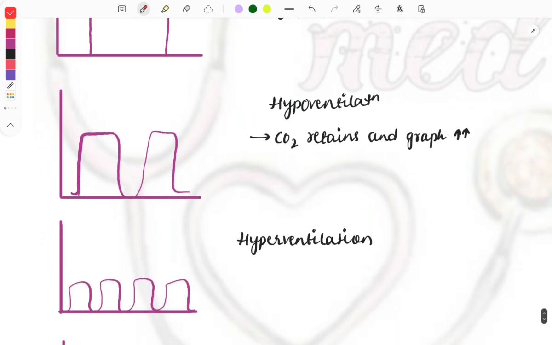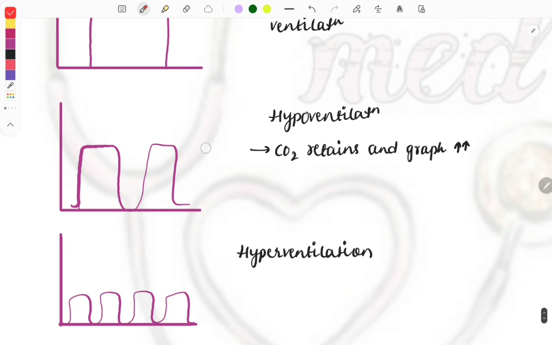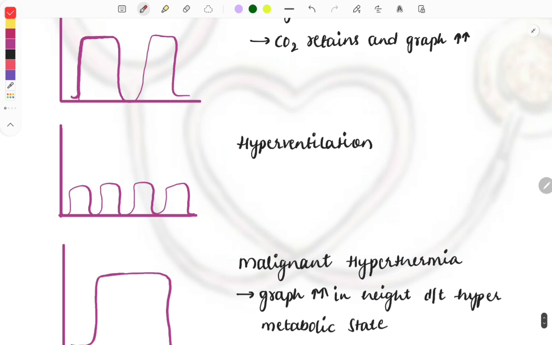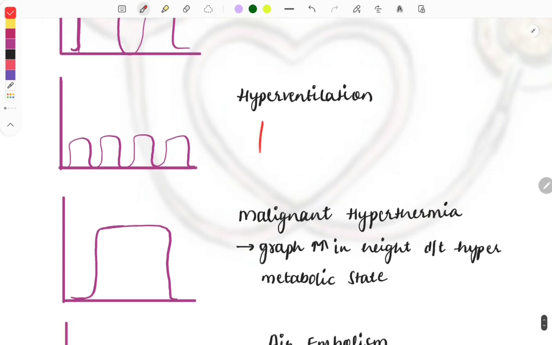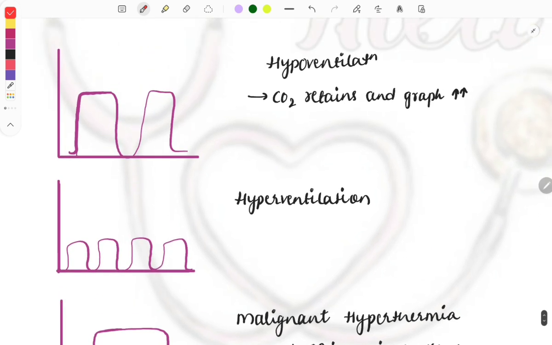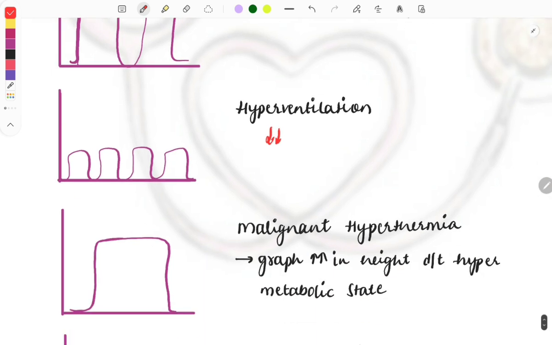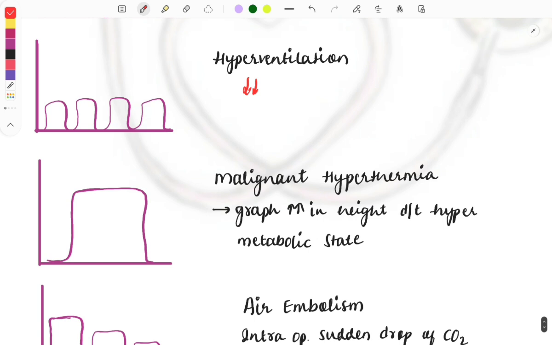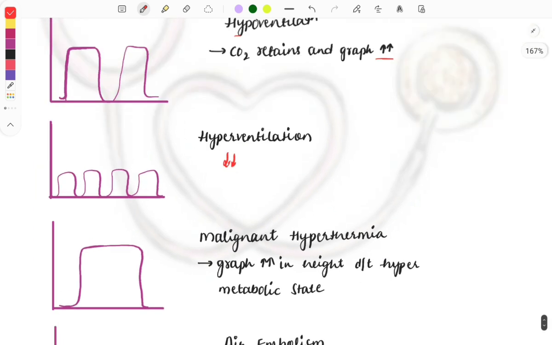Then in case of hypoventilation, we can see this graph, the CO2 retains and the graph increases. And then hyperventilation में we can see this graph, so the graph की जो वो है वो बहुत छोटी छोटी हो गई है ना, the size of the graph is reduced. तो दोनों में opposite है. See, in hypoventilation it will increase, in hyperventilation the size of the graph will reduce. Then in case of malignant hyperthermia, the height will increase due to hypermetabolic state.